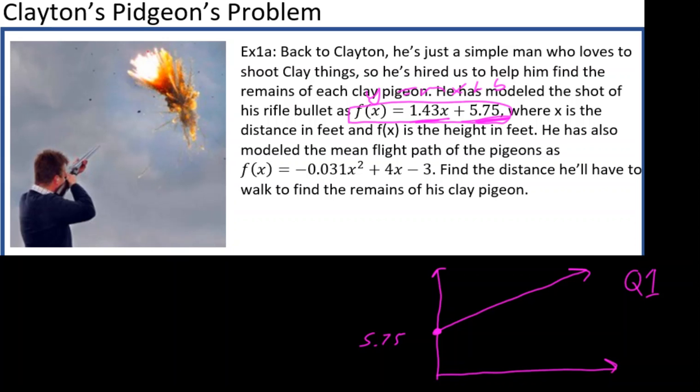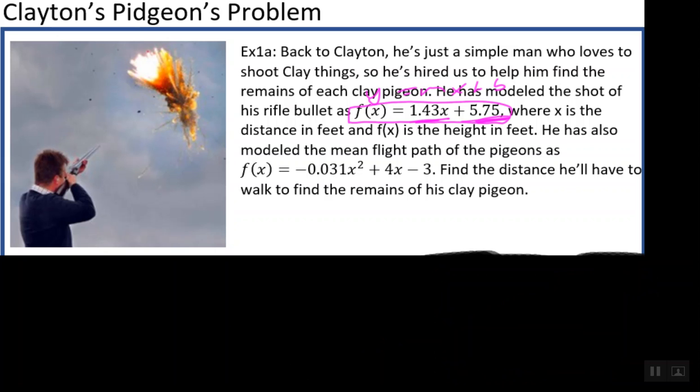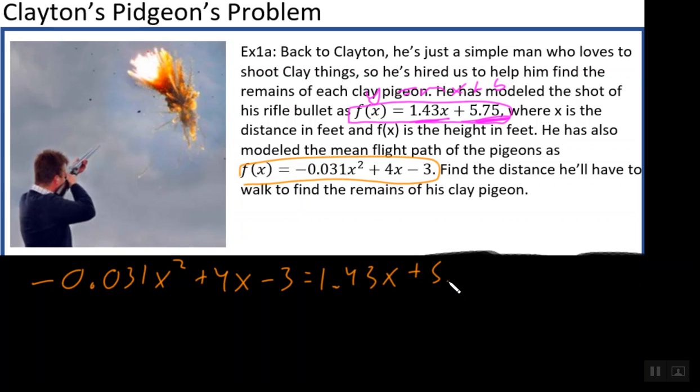Okay, so let's start this problem by setting these two functions equal. We can say, okay, negative 0.031x squared plus 4x minus 3 is equal to 1.43x plus 5.75. Step 1, we always set our quadratic and linear function equal. Step 2, we want to solve for x.